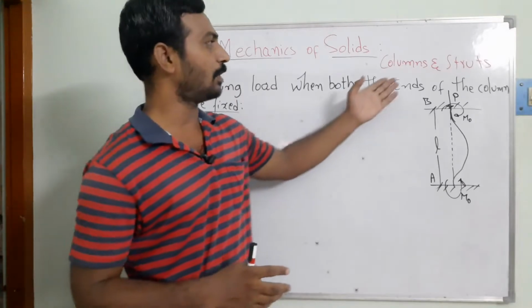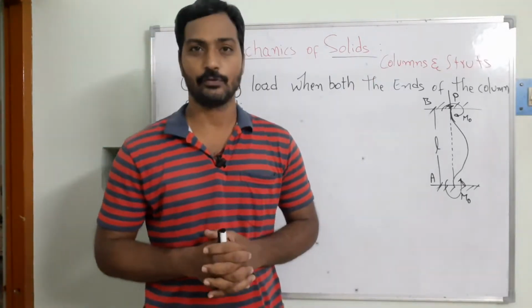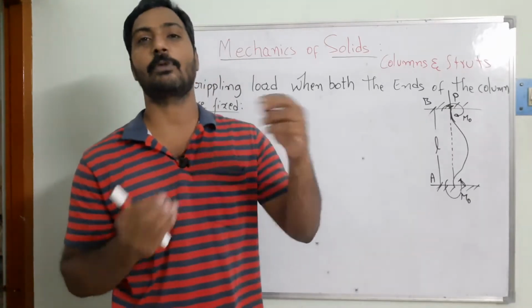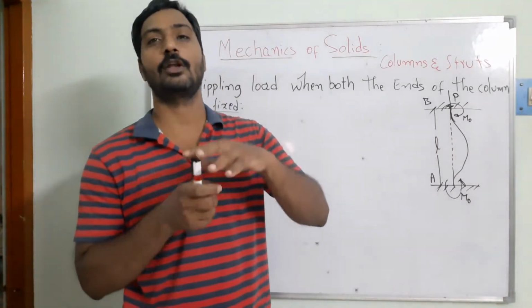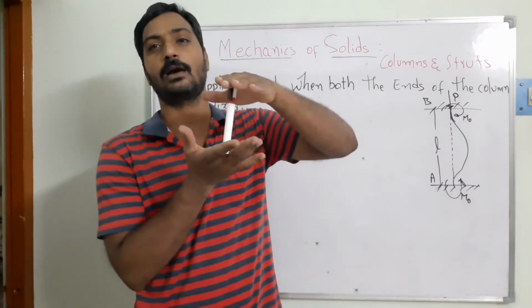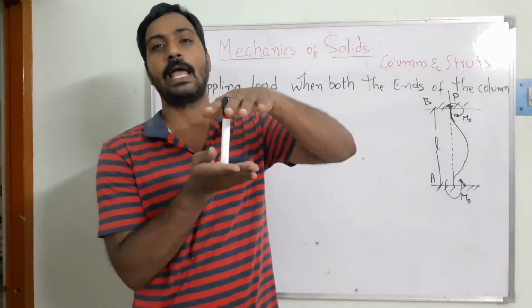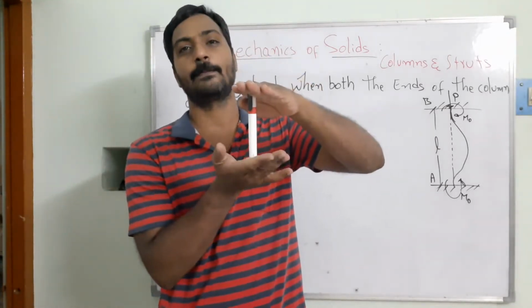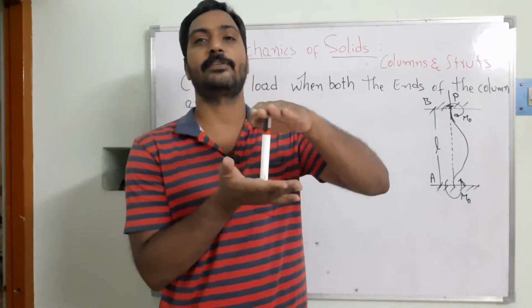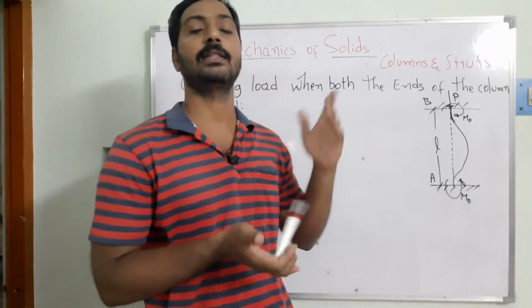The best example of a column is a pillar in a house, or a building that consists of a number of pillars. In this case, what is the condition we have? Both ends are fixed. Suppose this is the column, both ends are fixed, and the load is coming from the top. Due to this, what will happen? This member is going to start buckling, and we must design to overcome this kind of phenomenon in the column.